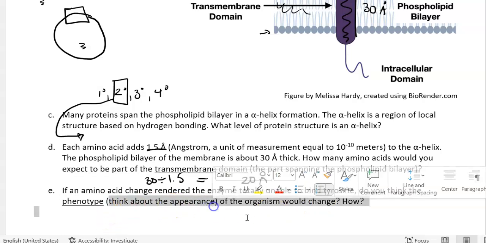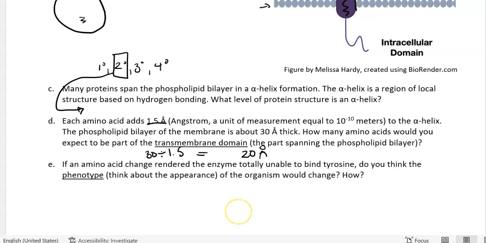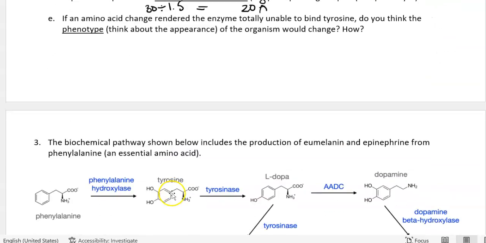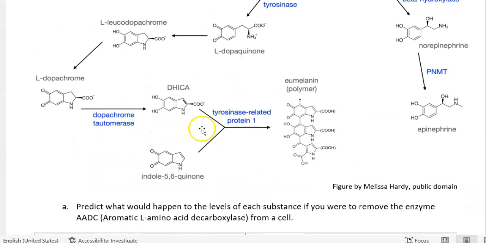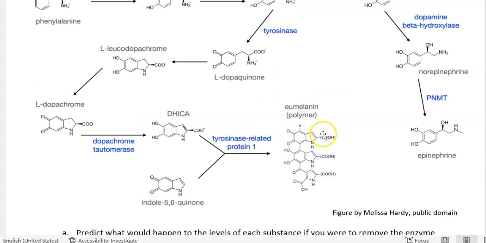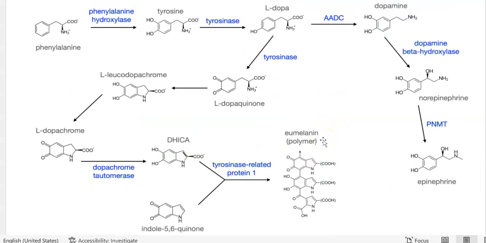If an amino acid change rendered the enzyme totally unable to bind tyrosine, do you think the phenotype, think about the appearance of the organism, would change? It just so happens that we are talking about a metabolic pathway that ends in the production of eumelanin, which is a pigment in skin, hair, whatever. And in the signature assignment, we're talking about Siamese cats.